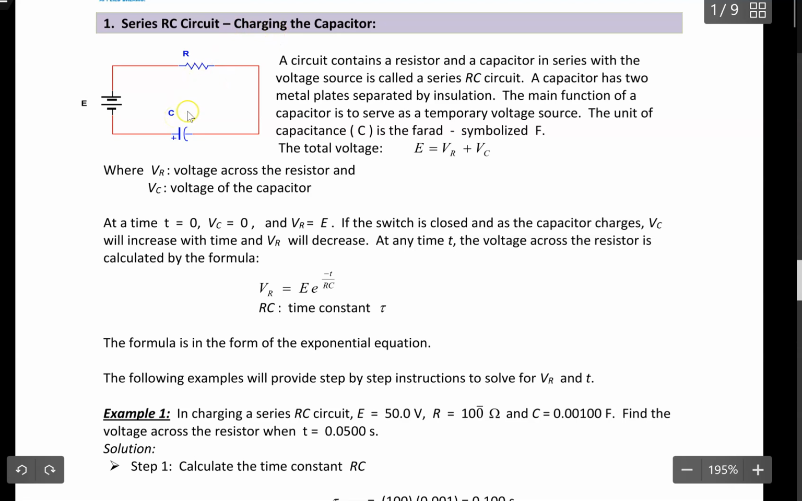If a circuit contains a resistor and a capacitor in series with the voltage source, this is called a series RC circuit. The main function of this capacitor is that it acts as a temporary voltage source. Let's say I close the switch, which means I generate current going through this. When the current goes through, it will charge this capacitor.